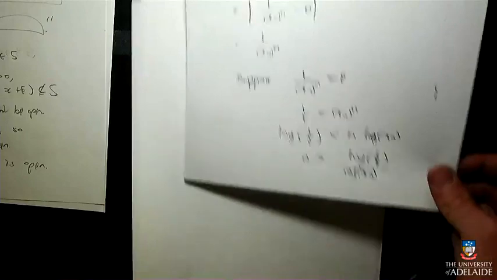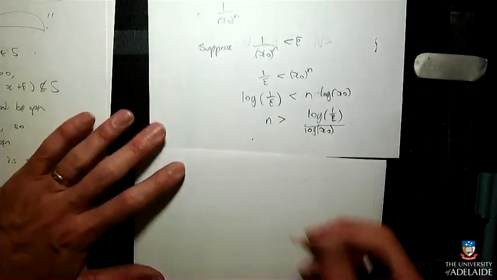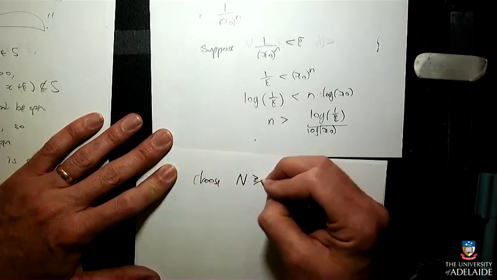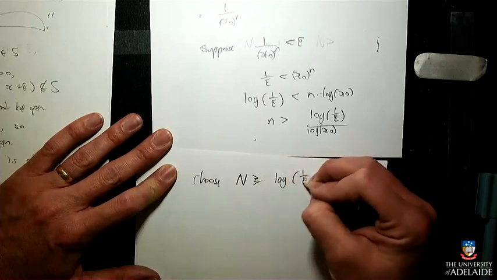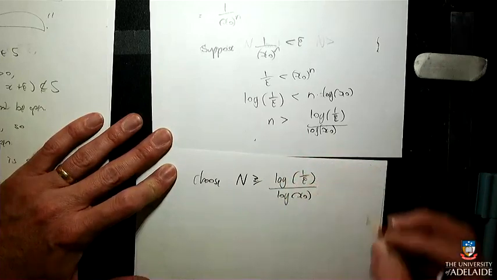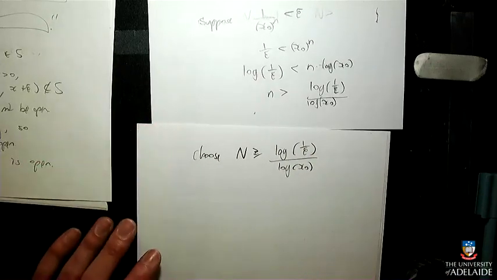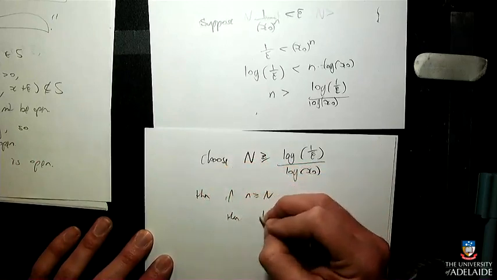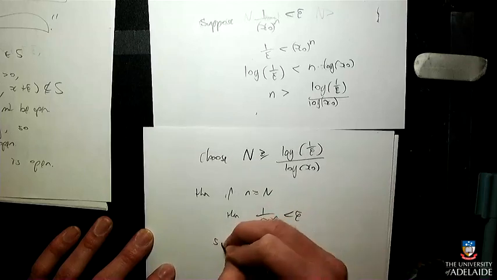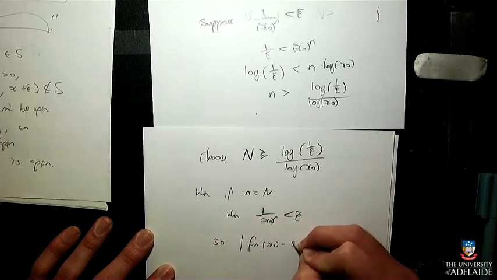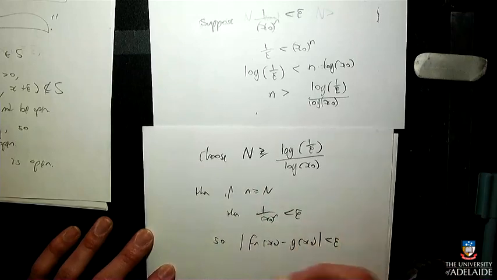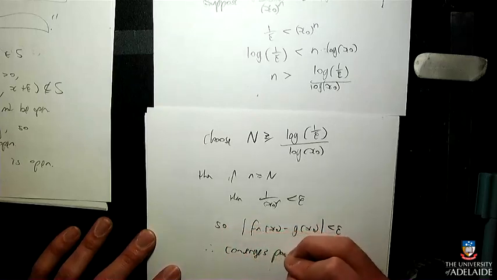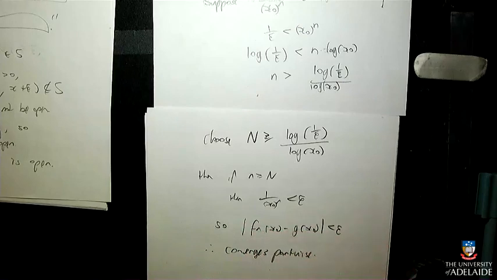All right, so what we're going to do is choose our capital N to be that, at least the next natural number after that. Then if n is greater than or equal to N, then 1 on x naught to the n will be less than epsilon. So f_n of x naught minus g of x naught will be less than epsilon. And so therefore it converges pointwise, since it works for every x naught.